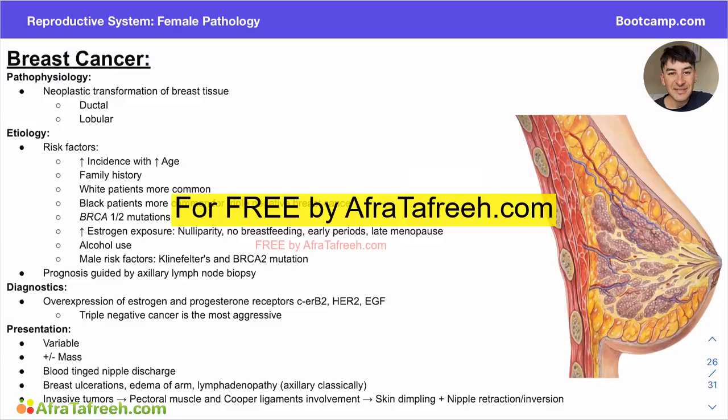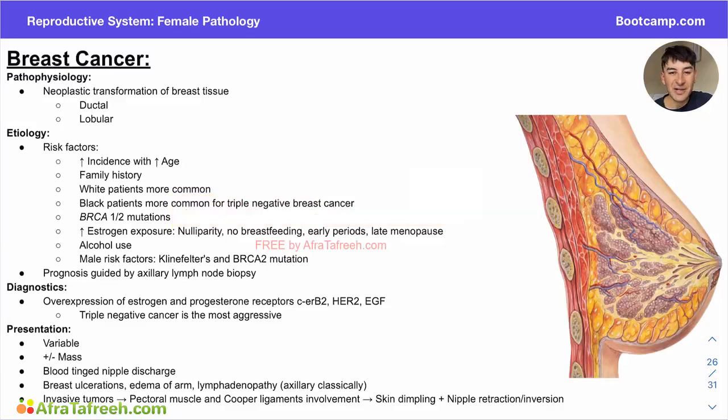Alright guys, let's get busy talking about breast cancer. Let's start out by talking about the pathophysiology. It's going to be really similar to our other cancers. It's going to be neoplastic transformation, but this time the tissue in question is going to be our breast tissue.